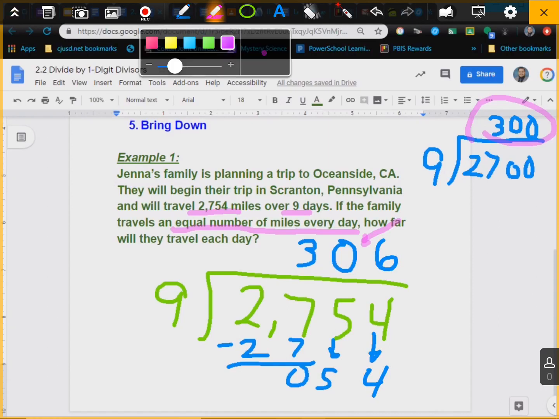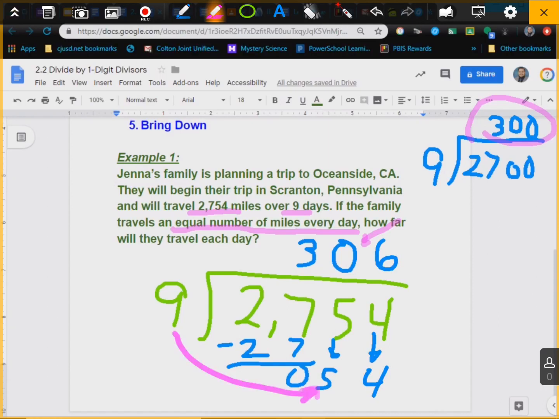So when you see that 9 cannot go into a number like 5, and you've already brought down a number, you need to put a 0 up top. Because that tells you, hey, it goes in there 0 times, and that's a filler. You can't just leave it blank. Because otherwise you'd put the 6 here, and 9 does not go into 2,754 36 times. It goes into it 306 times. So you put a 0, and then you bring down a new number.